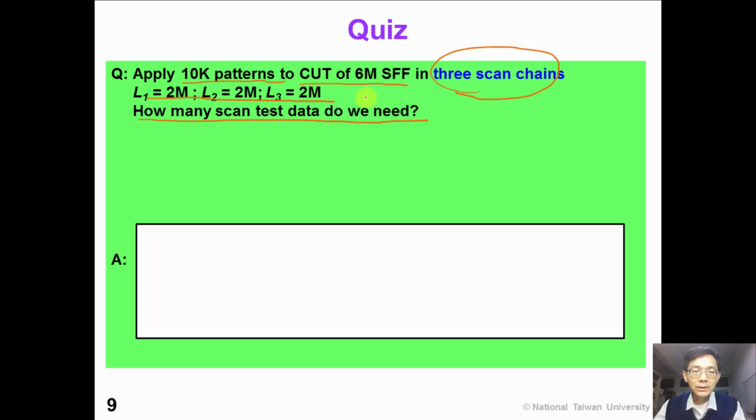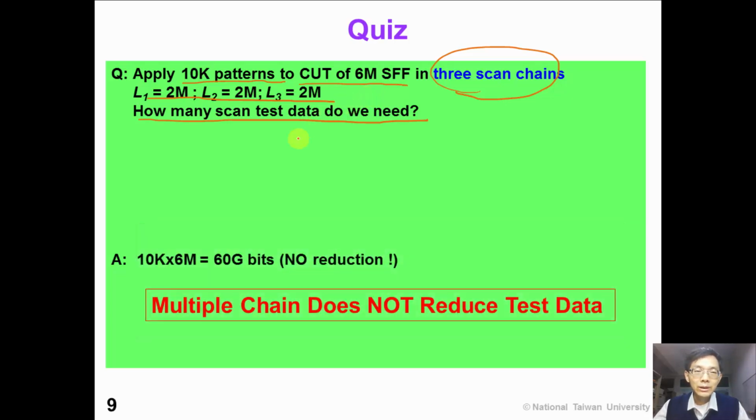Have you done it? This one is simple. We still need 60 gigabit of test data. There is no reduction at all. So multiple scan chains actually do not reduce test data volume. So what can we do? Please see the test compression chapter.